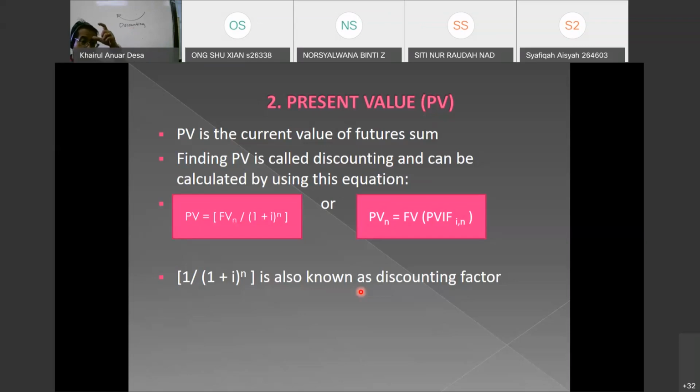Okay, the formula is there. Present value equal to future value over 1 plus i power of n. This is the formula for present value. Atau tadi kita panggil dia discount factor. Okay, this is the formula from the table. Okay, ini dari table.